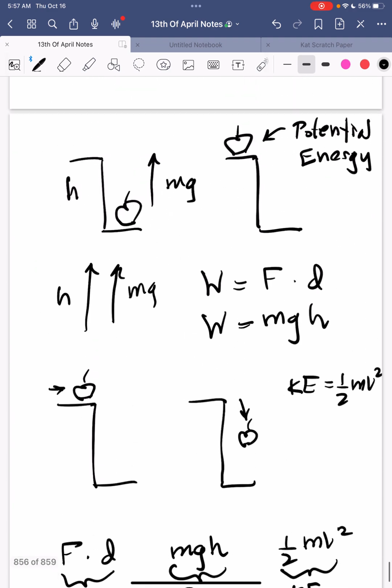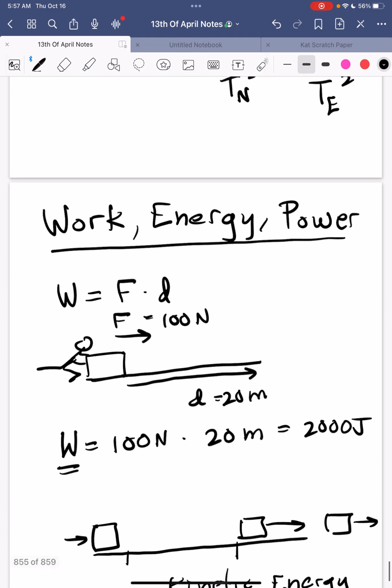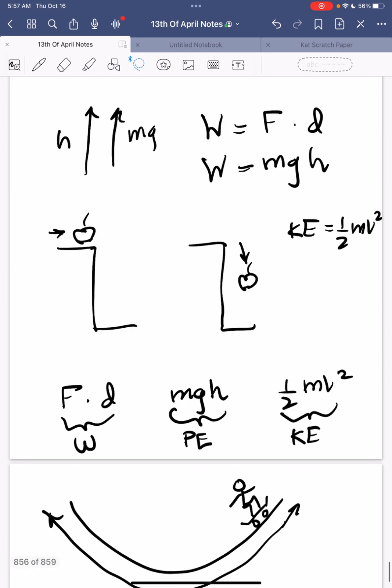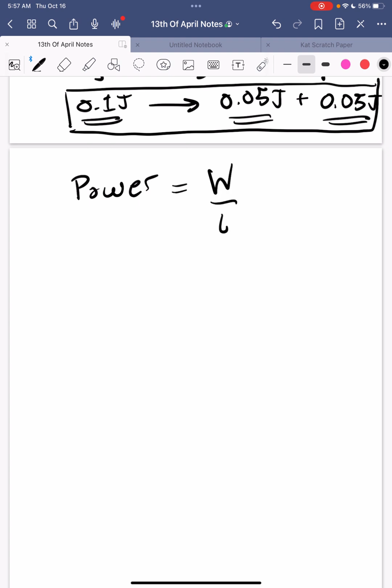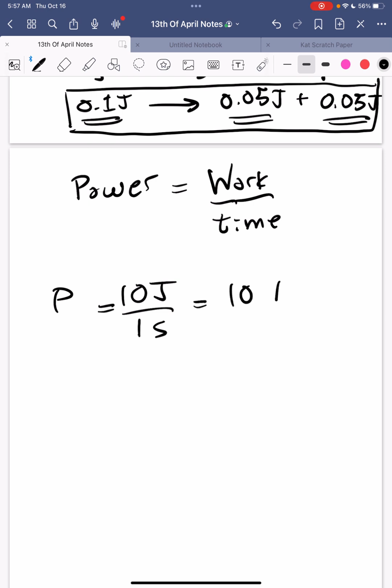So we've talked here about work and energy, and now the last thing that I want to mention is power. What is power? Power is just the rate at which work is done. So power is equal to work or energy divided by time, like that. So for example, I could say we've done 10 joules of work on something in 1 second. So this is some measurement of power. And 1 joule per second is a watt. So this is 10 watts.